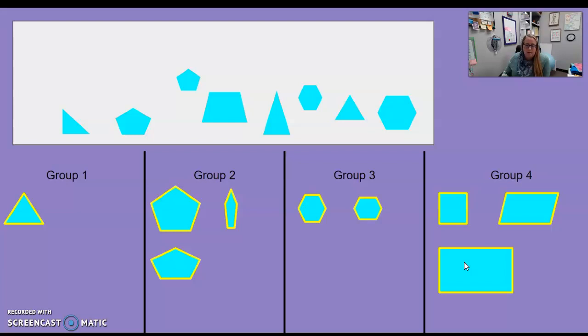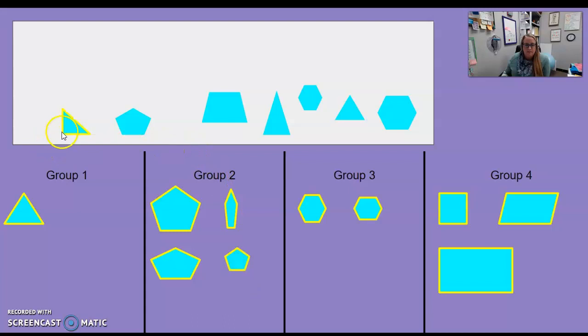Oh, okay. So some of you said it can't go in group 1. Silly Miss Belts, it can't go in group 1. It only has 3 sides in group 1, and this had 4 sides, so it had to go to group 4. Good job catching my mistake. All right, what about this 1, 2, 3, 4, 5-sided figure, this pentagon? Where's it going? Group 3? No, it's not going to group 3. It's going to group 2.